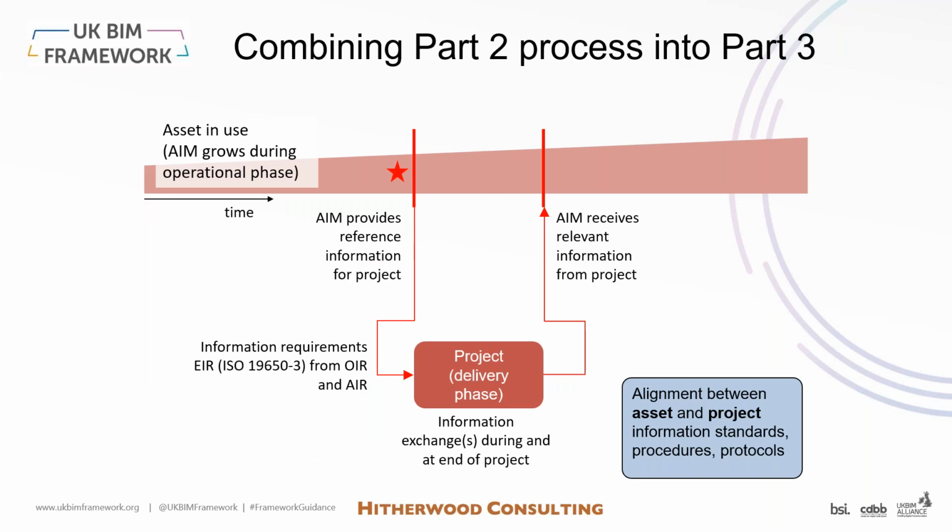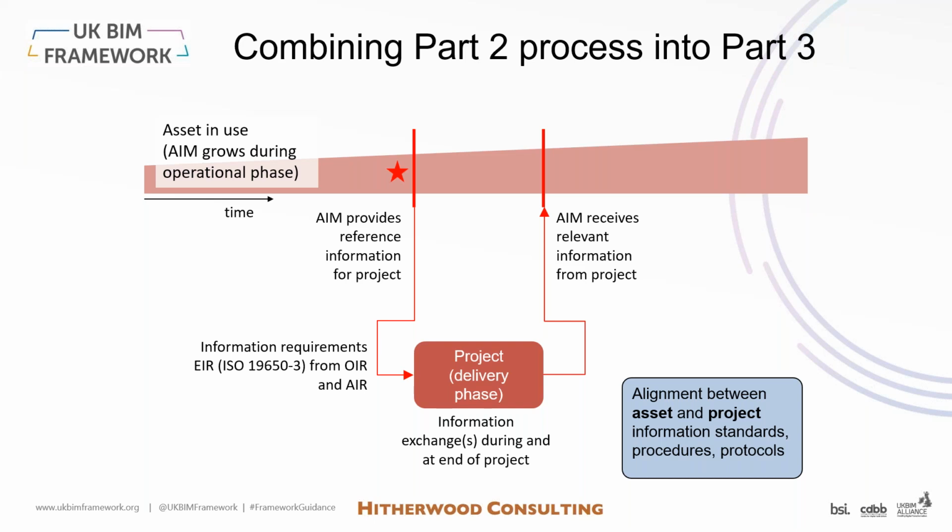So at that point, the asset information model is then used as a source of reference information for that project. The red star is the initiation of the project. The first thick red line is a drawdown from the asset information model to give reference information for this new project that's starting. And that then helps, alongside the information requirements established by the asset owner from their organizational and asset information requirements, drive the requirements for that project, handed across to the delivery teams in that project.